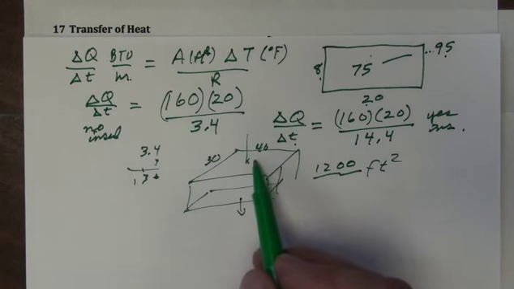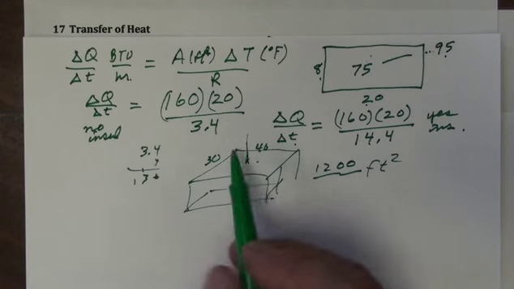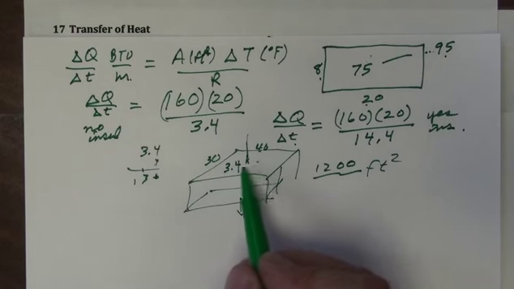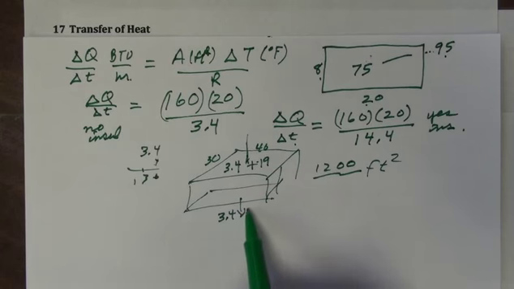So when you compute this with the loss through the ceiling, remember you're going to compute with an R factor of 3.4. Then you're going to add 19 to it. And just do the same thing here. You're going to add 19.